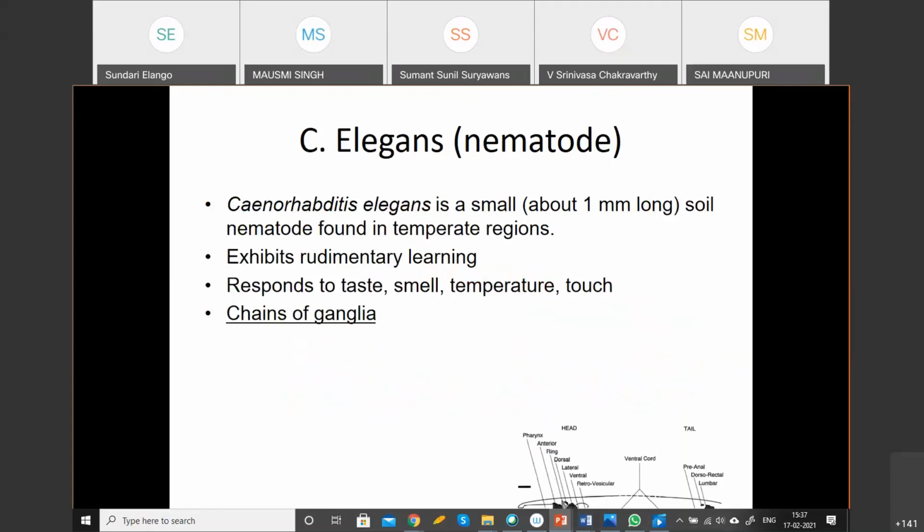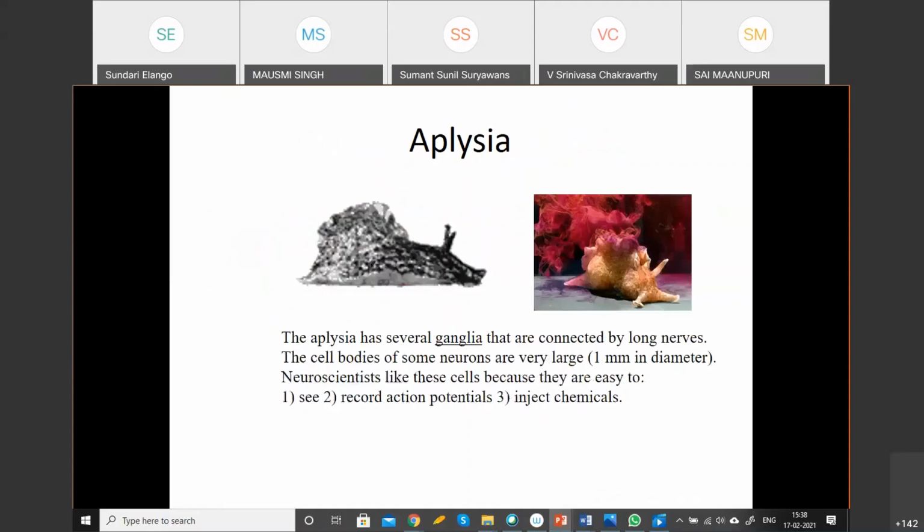Then you have C. elegans, which again has a nervous system. Like I said, it has a very small nervous system of around 300 neurons. But these also have a chain of ganglia, clusters of neurons connected by some bundles of wire. So this is not like a diffuse nerve net, but a chain-of-ganglia kind of nervous system. And same thing even in the case of Aplysia.